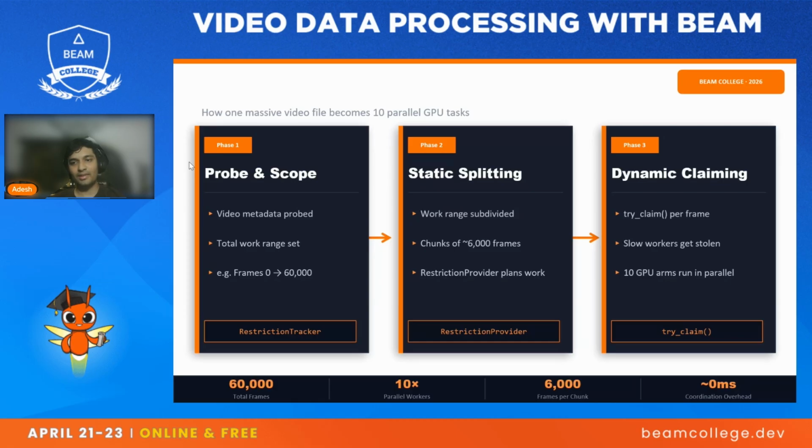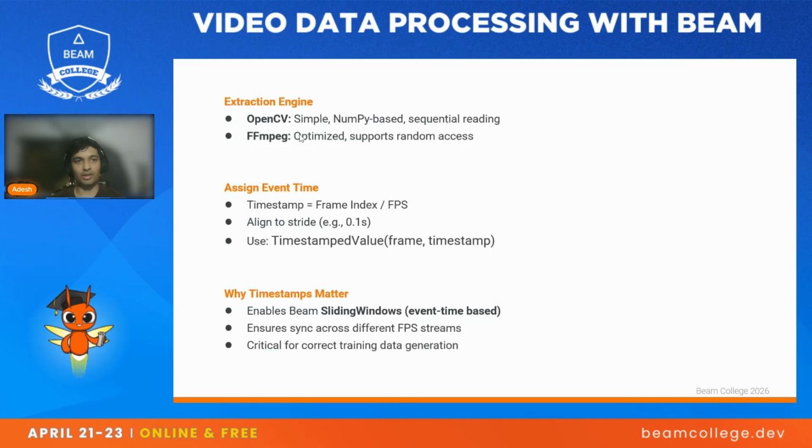Over there, the try-claim-per-frame feature comes into the picture. A worker which has slowed down divides the frames it has got again, handing them to a new worker or a worker which is free, which doesn't halt the pipeline and keeps the work going smoothly. So this was the part on the splittable DoFn. Next, we'll see the frame extraction engine.